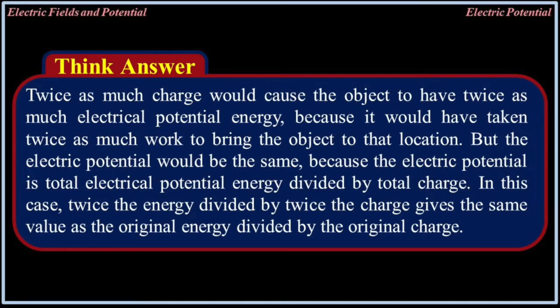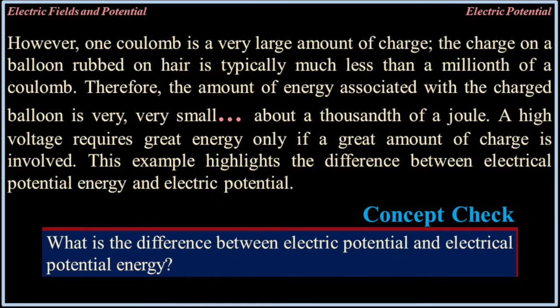Twice as much charge would cause the object to have twice as much electrical potential energy because it would have taken twice as much work to bring the object to that location. But the electric potential would be the same because the electric potential is total electric potential energy divided by total charge. In this case, twice the energy divided by twice the charge gives the same value as the original energy divided by the original charge.